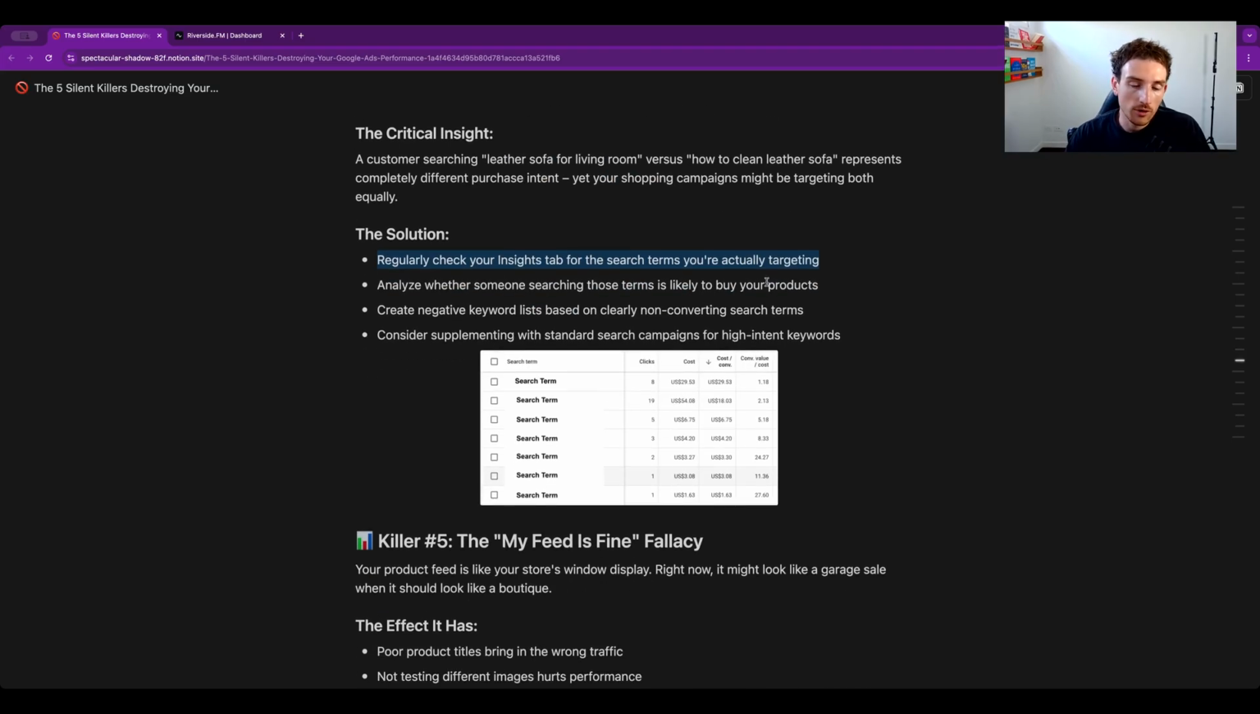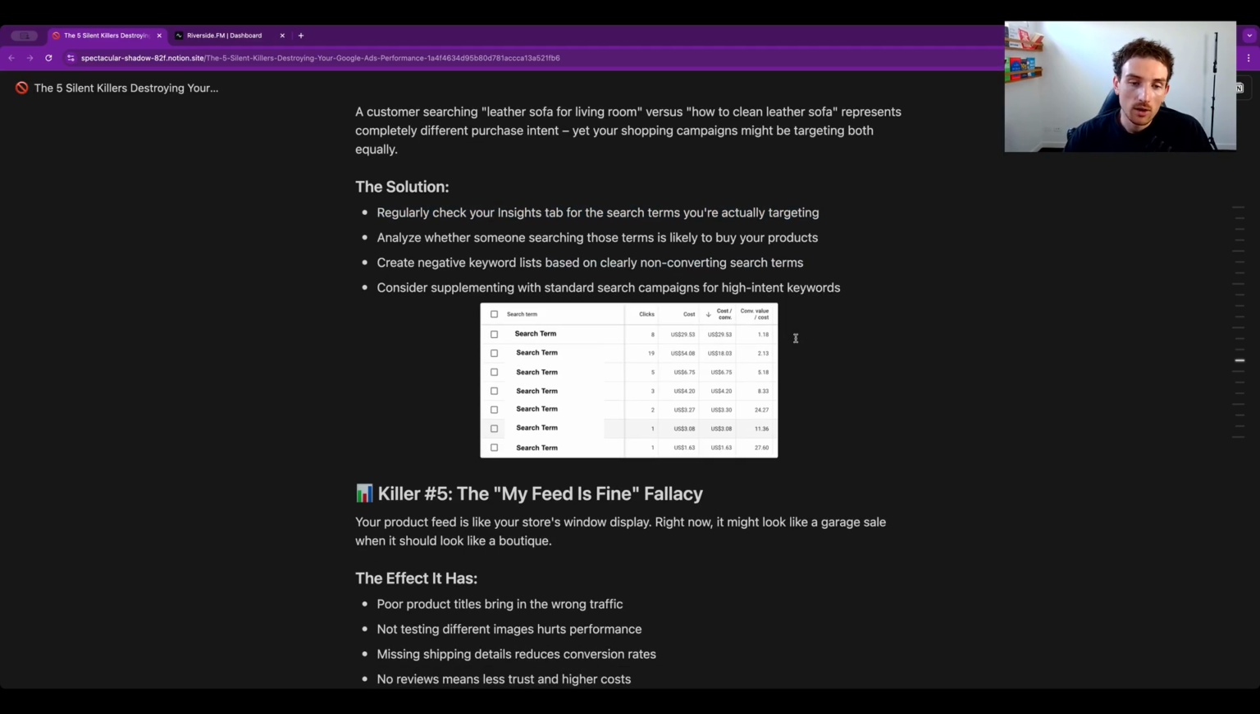The solution to this, you just regularly need to check your insights tabs for the search terms that you're actually targeting. Just look a little deeper and see, okay, this campaign's not performing, but why? It's probably the keywords that we're targeting. It could be the products that we're targeting as well. Now, you can start to exclude some of these keywords that are not at your goal.